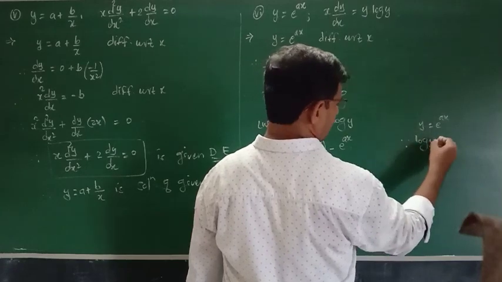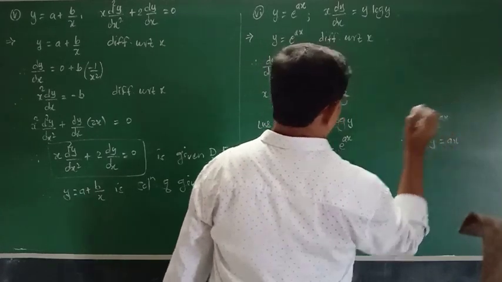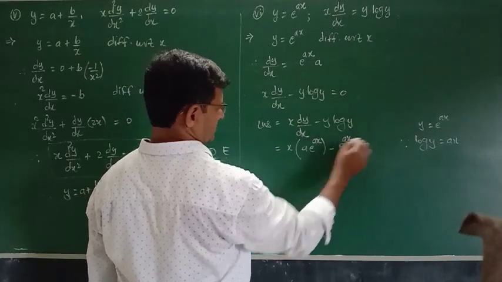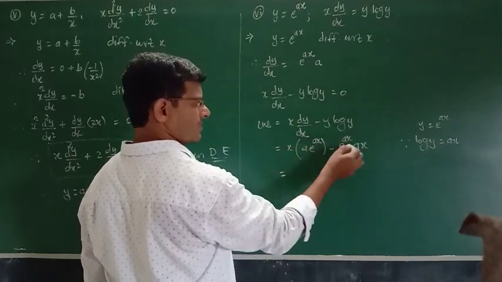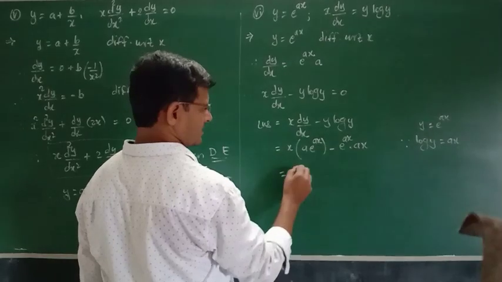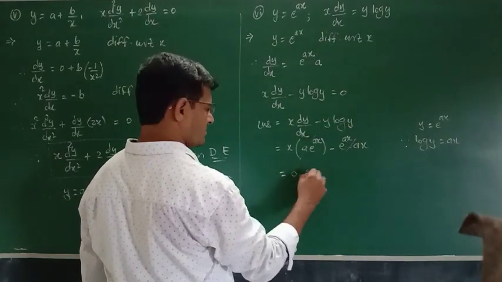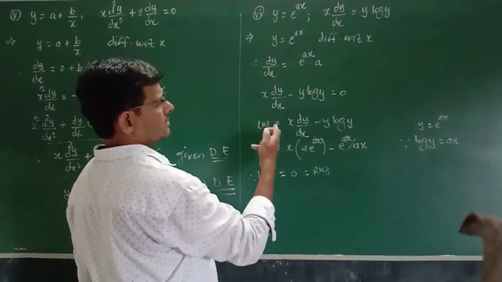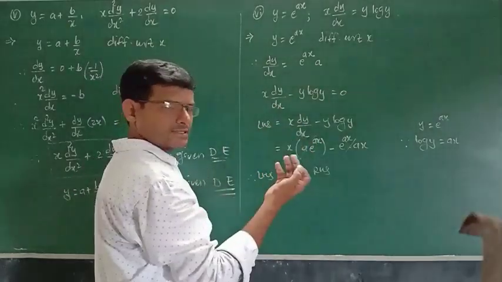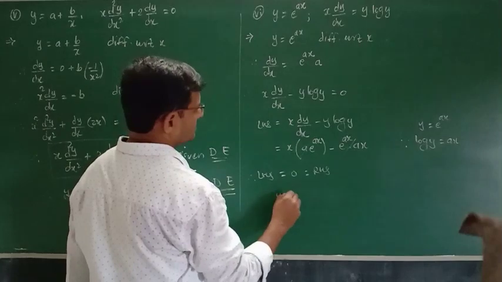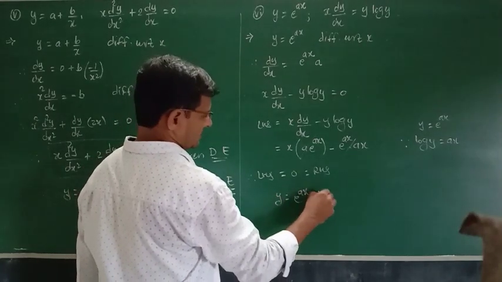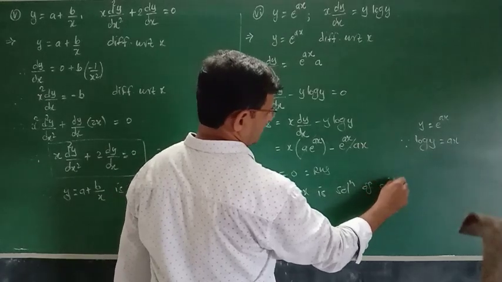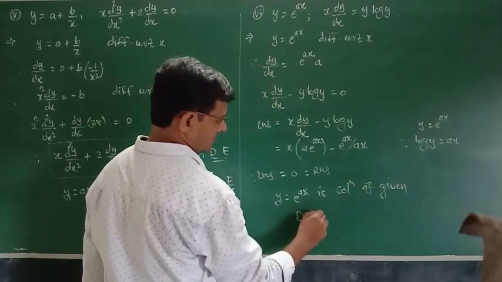Taking log on both sides, log y is equal to ax. So we can write log y as ax. Then we get ax e raised to ax minus ax e raised to ax, the terms cancel, and it is equal to 0, which is the RHS. So LHS is equal to RHS. Okay, so y is equal to e raised to ax is a solution of the given differential equation.